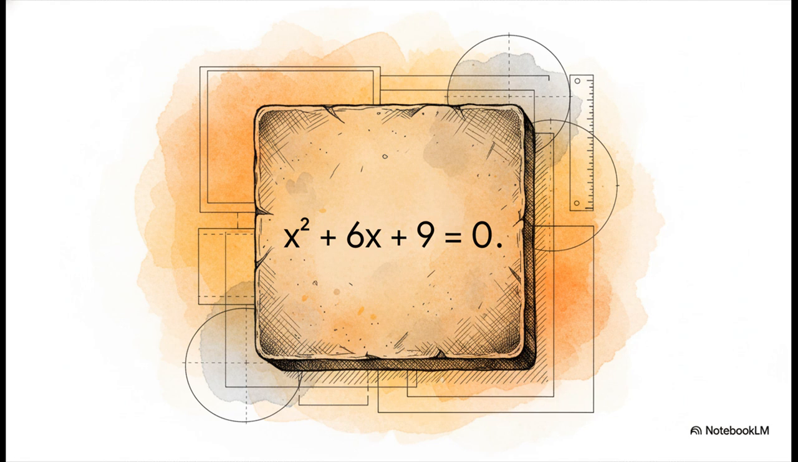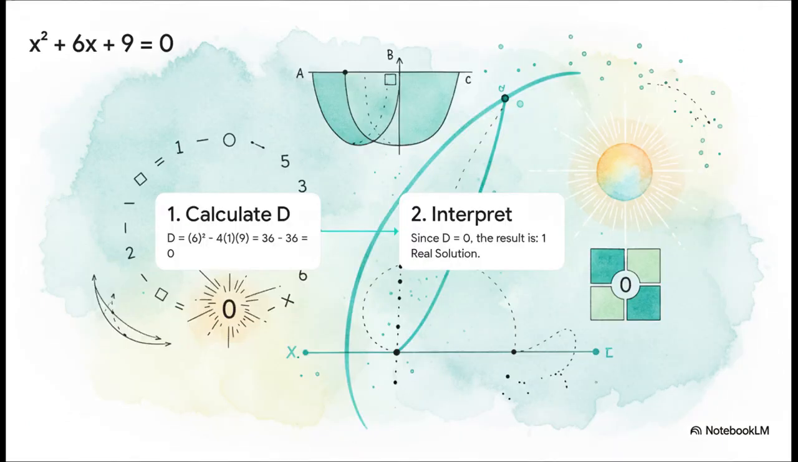Let's try x squared plus 6x plus 9 equals 0. For this one, a is 1, b is 6, and c is 9. Let's plug them in. D is 6 squared minus 4 times 1 times 9. Well, that's 36 minus 36, which is 0. And the second we see 0, we're done. We know there is exactly one real solution. Oh, and here's a little pro tip. If you ever get a discriminant of 0, it means your original equation was a perfect square trinomial.